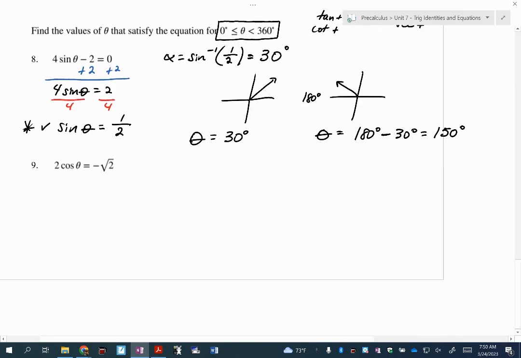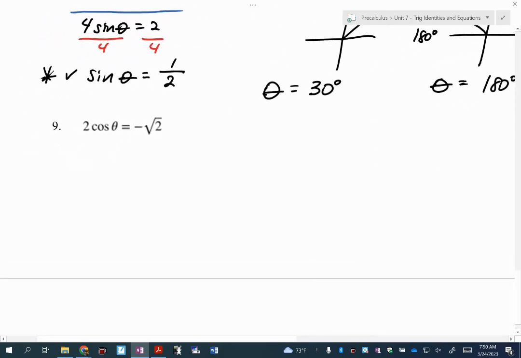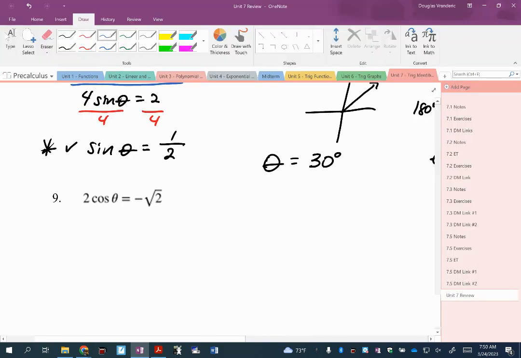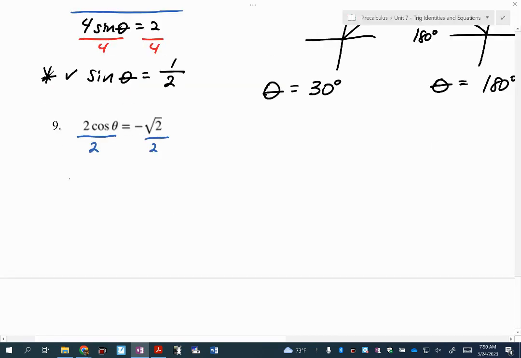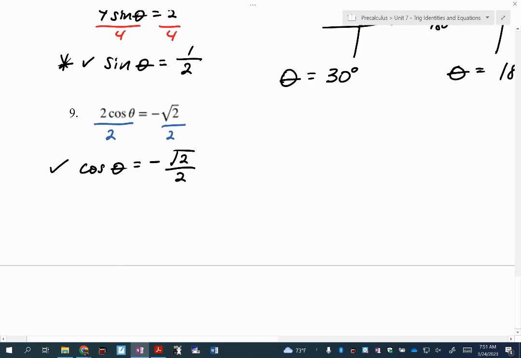Now, number 9 is essentially the same thing, just, obviously it's going to be a little bit different, but the process will be exactly the same. I'm trying to isolate cosine. So let's divide both sides by 2. And that gives me the cosine of theta equals the opposite of the square root of 2 over 2. I've isolated cosine. It says sine, cosine, or tangent, so I don't need to do any reciprocals. So that's my check mark.